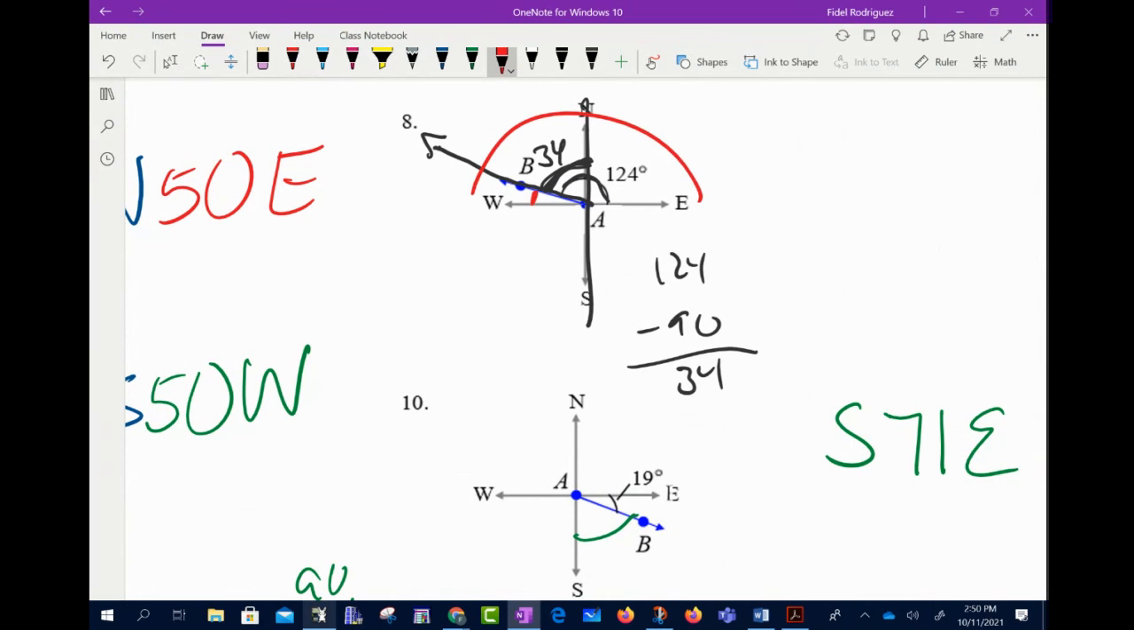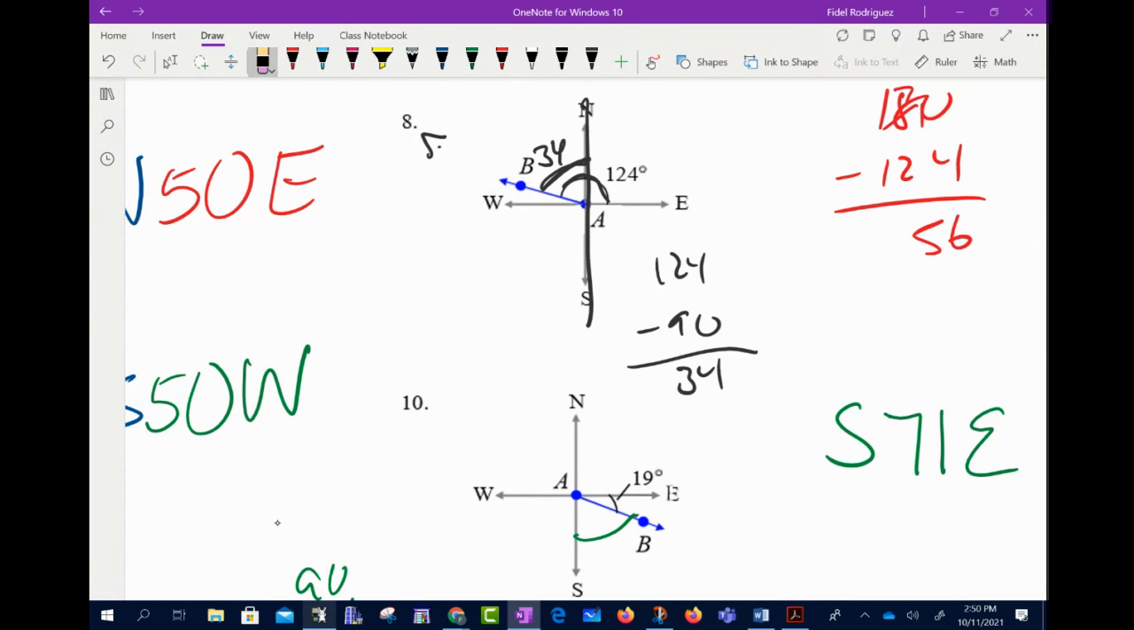What's the whole thing going to be like this? 180. So we could say, look, 180 minus 124 is 56 degrees, right? So we know that this angle right here is 56 degrees. But remember, the angle we're looking for is the one with the north-south line. So couldn't we say, let's take 90 minus 56, and we'd come up with 34? So we did it slightly different. But remember, you're always looking for the angle, Thomas, on the north-south line, right?